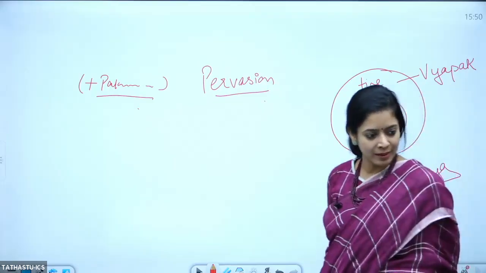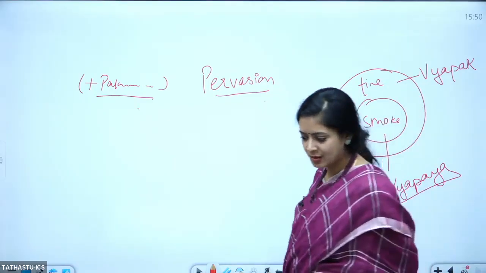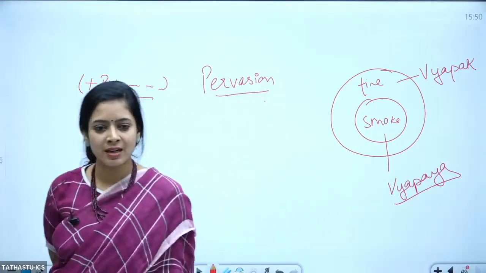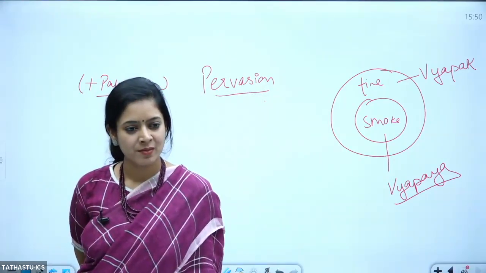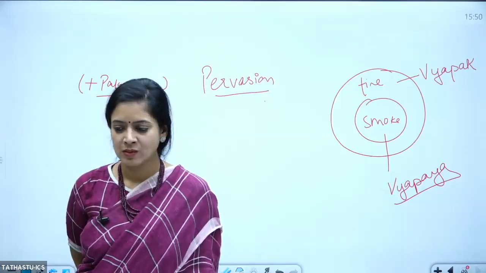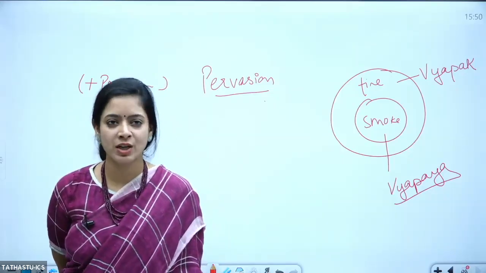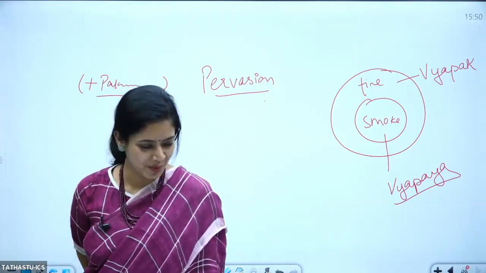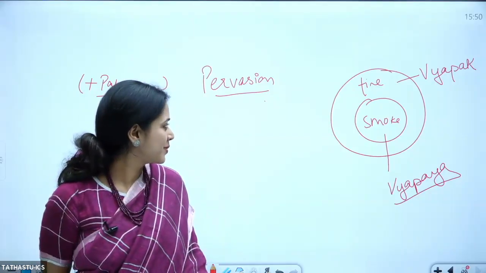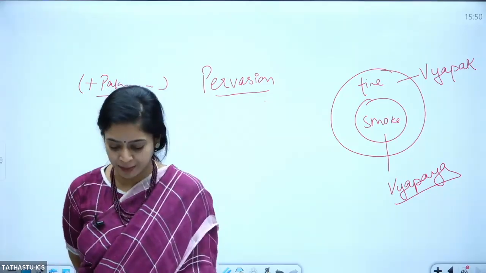ये तो नॉर्मल है ना, पता है ना? सी सेट किसने कर लिया? हो जाएगा मतलब, ठीक है, जिसका हो जाएगा वो ठीक है. व्यापक एंड व्याप्य.